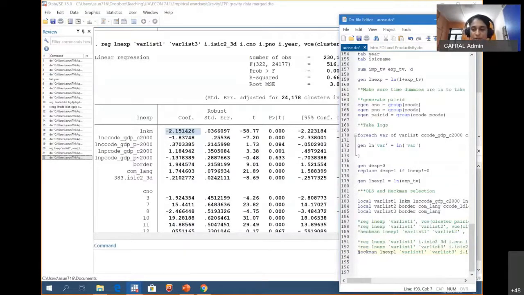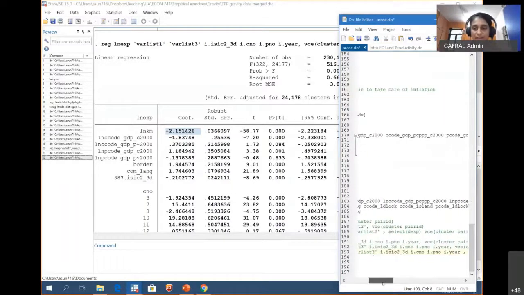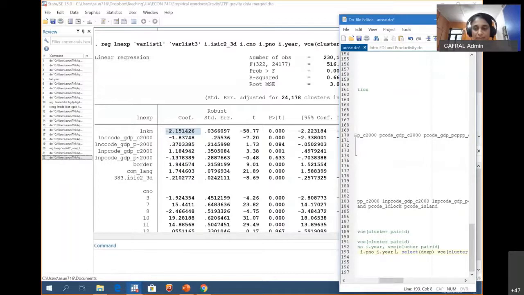So you have to run Heckman with log of exports one, because this is a variable that has the missing value for trade if trade is zero. So if trade is zero, then LNX1 is going to be missing. Then you have your usual gravity variables. You have your fixed effects, i.industry, i.country for multilateral resistance. You have year fixed effects.